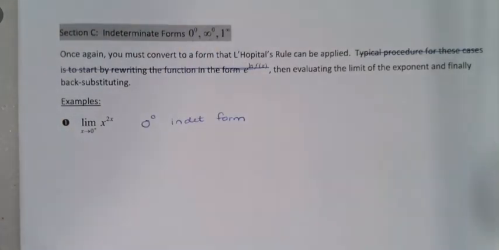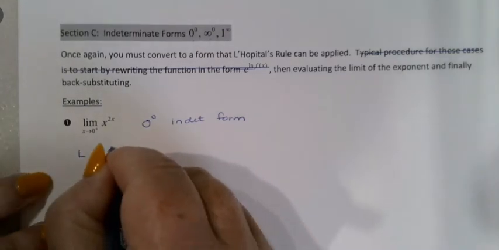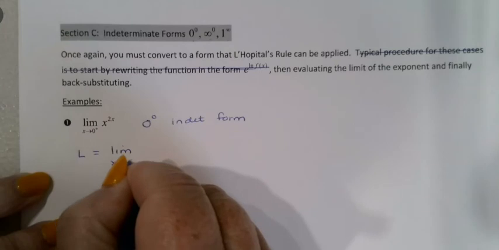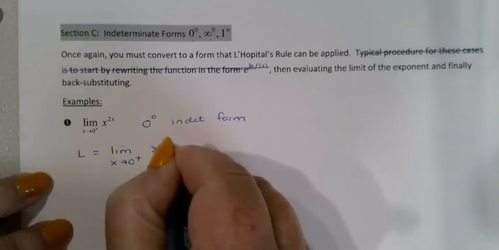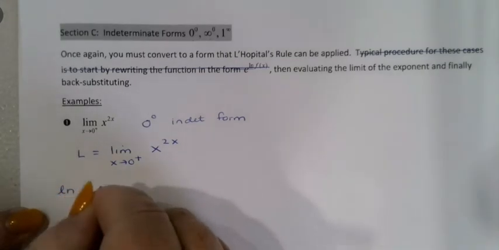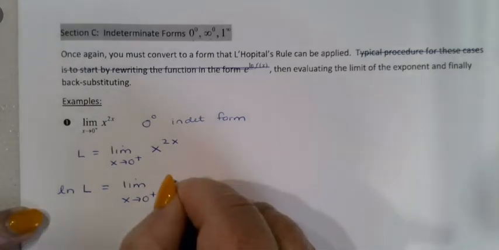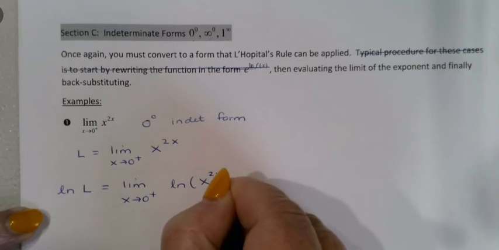Anytime you have any of these exponential indeterminate forms, your best bet is always going to be to follow this procedure. Name your limit. I'm going to call it L. And the reason I did that is because I wanted an equation, because I would like to take the log on both sides, natural log, in fact, on both sides. So I'm going to take the natural log of L, my limit, and then I'm also going to take the natural log of x to the 2x.